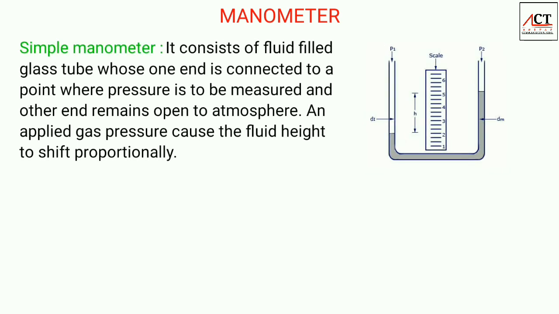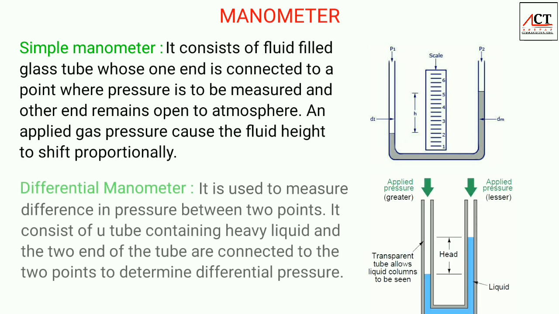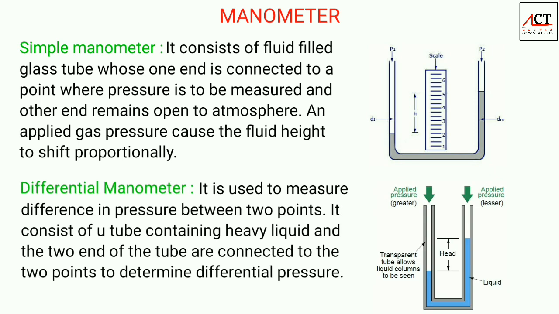Manometer is of two types, simple manometer and differential manometer. A simple manometer consists of a fluid-filled glass tube whose one end is connected to a point where pressure is to be measured and the other end remains open to atmosphere. Whenever a gas pressure is applied, it causes the fluid height to shift proportionately. A differential manometer is used to measure the difference in pressure between 2 points. It consists of a U-tube containing heavy liquid and the two ends of the tube are connected to 2 points to determine differential pressure.